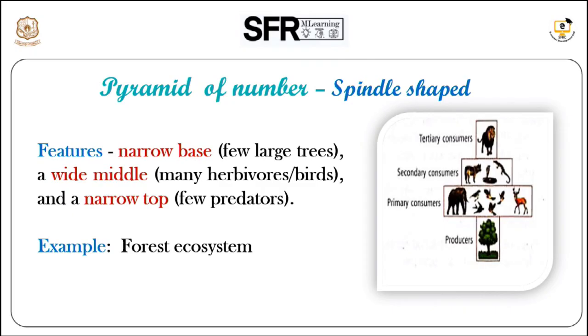The narrow base with a large tree, a single tree, or few trees forms the ecosystem, and other plants also form the forest ecosystem. They contribute as producers, but that number will be less when compared to the number of herbivores and other animals, and birds which are feeding on the produce. And you can find narrow top predators; that number will always be less. So this gives the spindle shape appearance. This you can notice in the forest ecosystem.